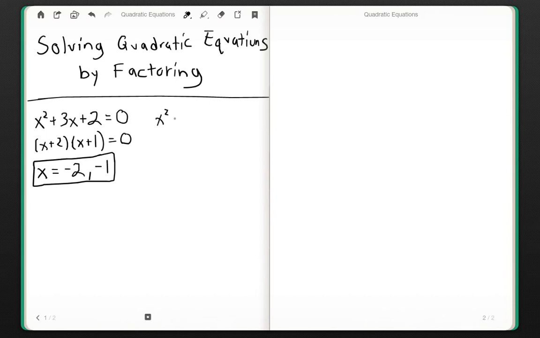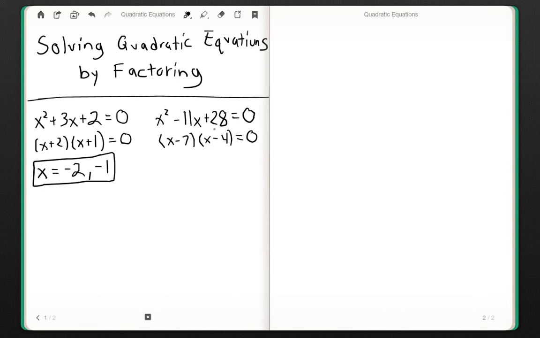Okay, let's look at another one. Same thing, we just want to factor this side here. So two numbers that multiply to 28 and add to negative 11. Well, we know that 7 and 4 will add to positive 11. So in order to make it negative 11, we're going to do (x - 7)(x - 4).